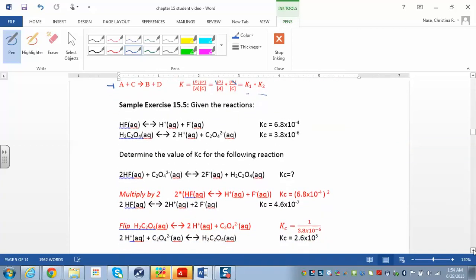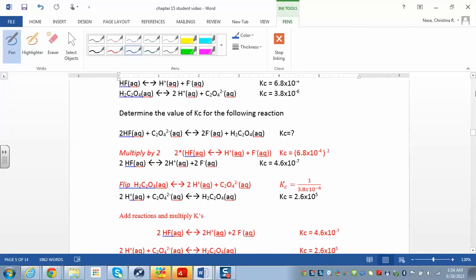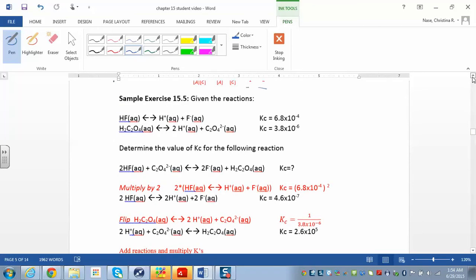A typical type of problem here. They give you these two reactions right here, and they ask, what is the Kc? So determine the Kc, and this will also work for Kp. This depends on what they're asking for.